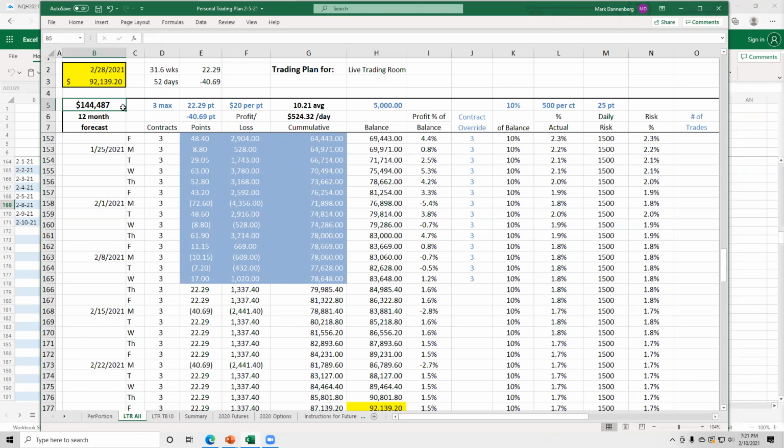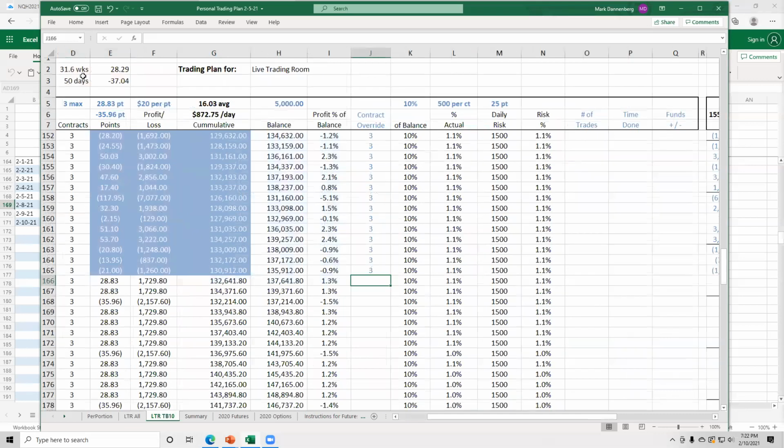of potentially $144,000. I say potentially because we're only 31.6 weeks in. These run rate averages might increase or decrease in the next several weeks. I don't think this far in, we're over halfway through our 52-week plan, that these numbers are going to change dramatically, but they will change. And that's why it's important that you update this on a regular basis. We recommend that you update it on a daily basis.